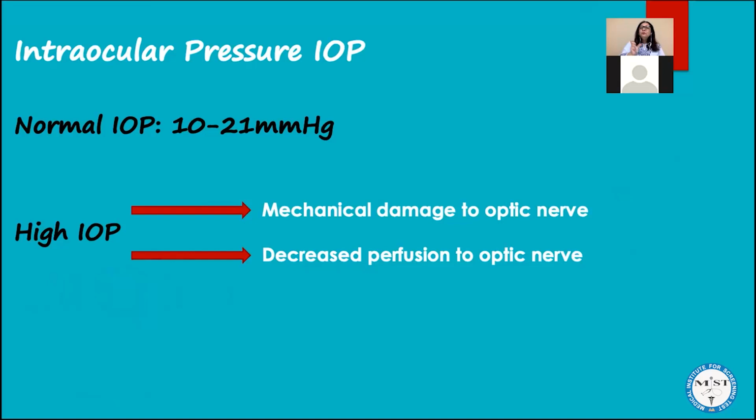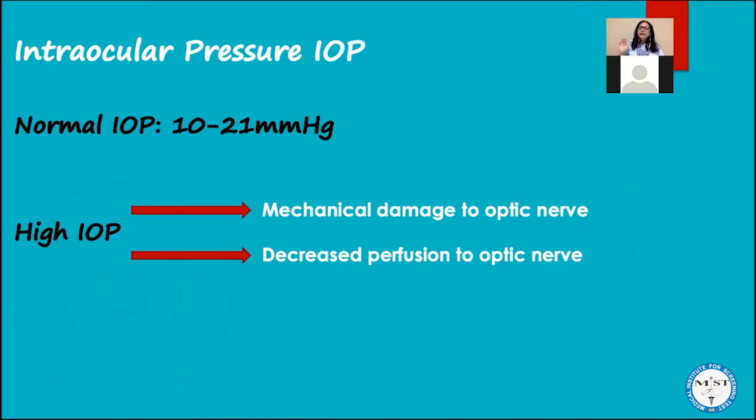So any value between 10 to 21 millimeter of mercury is considered to be normal. Now, what happens when the intraocular pressure rises? There are two theories about how the high intraocular pressure brings about damage to the optic nerve. One theory is the mechanical damage theory, that is high intraocular pressure produces mechanical damage to the optic nerve fibers.